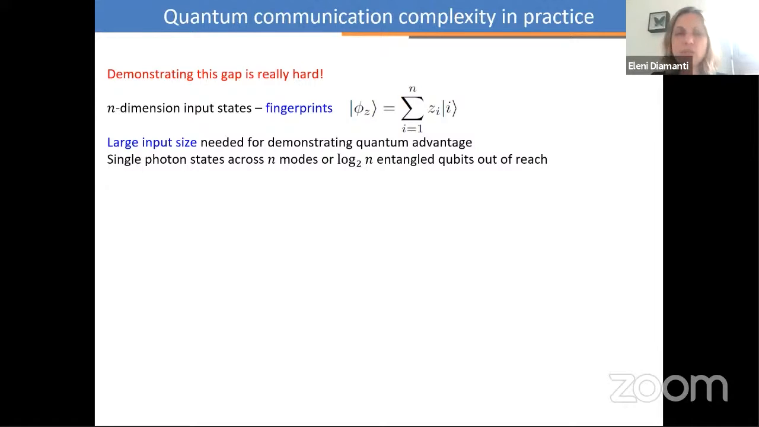And so this would mean that you would need either single photon states across a very, very big number of modes, or log n entangled qubits, which is out of reach currently. So these quantum fingerprint states were considered for a long time out of reach, and this is why these protocols have been in a dormant state.